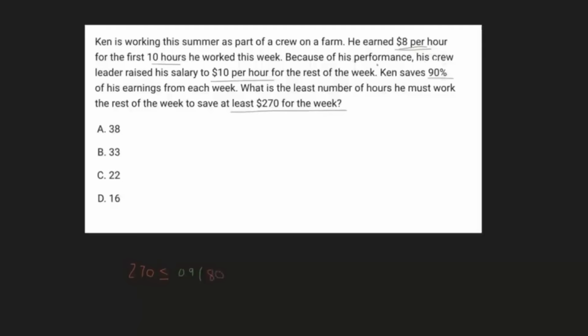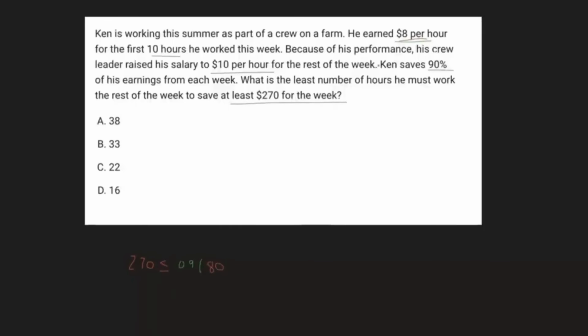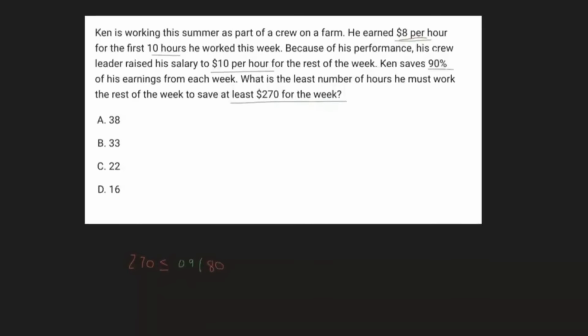But then his performance increased, right? And therefore his salary also increased. It says his crew raised his salary to $10 per hour. We don't know how many hours he's going to work at $10 an hour, but we know that he must work a certain amount of hours to make at least $270. To save at least $270.